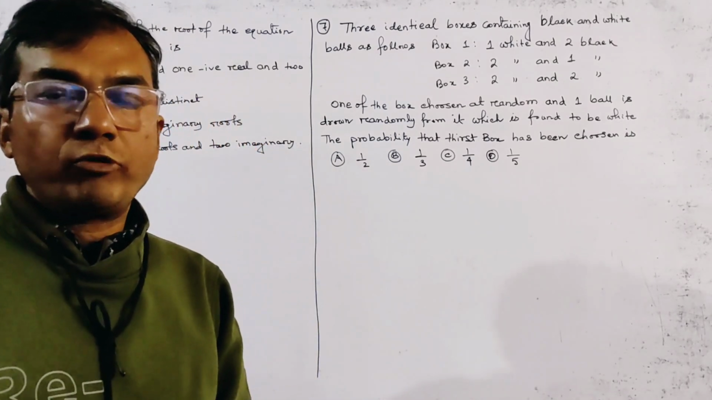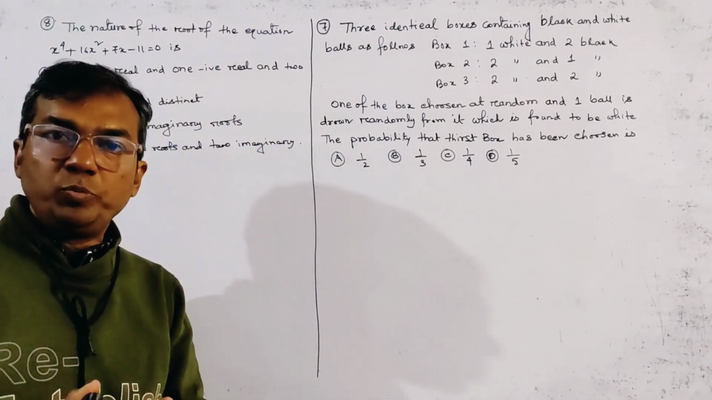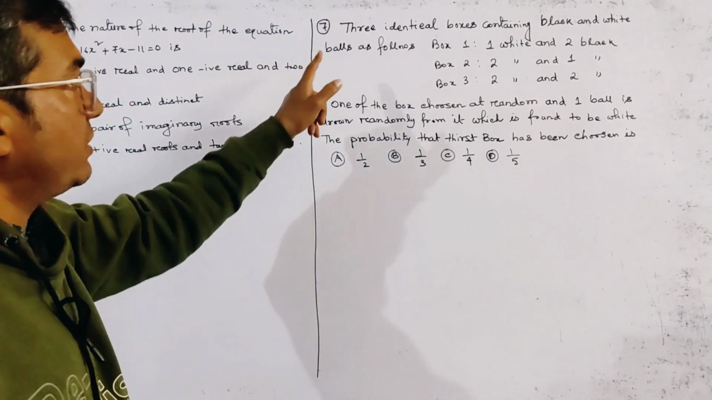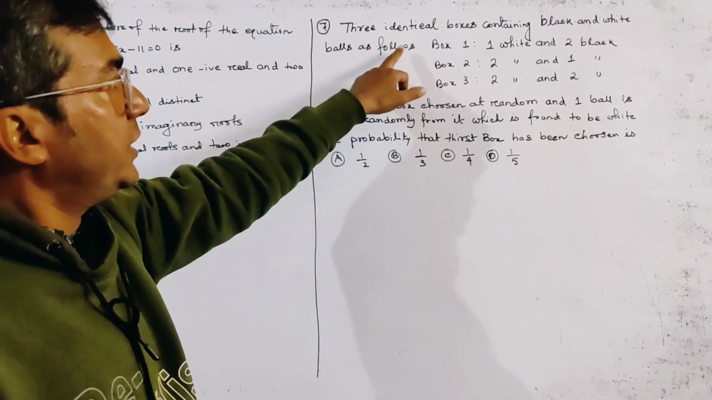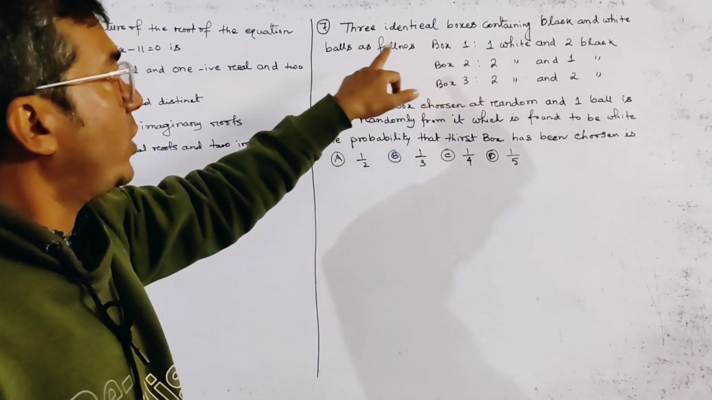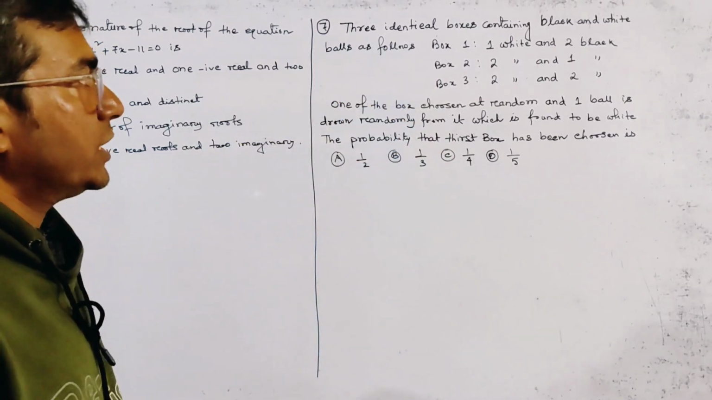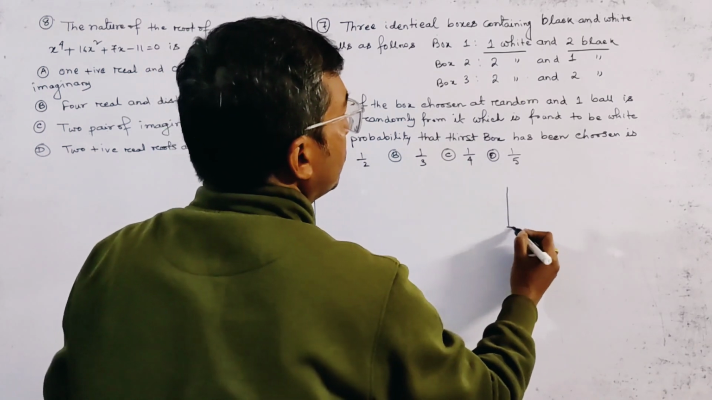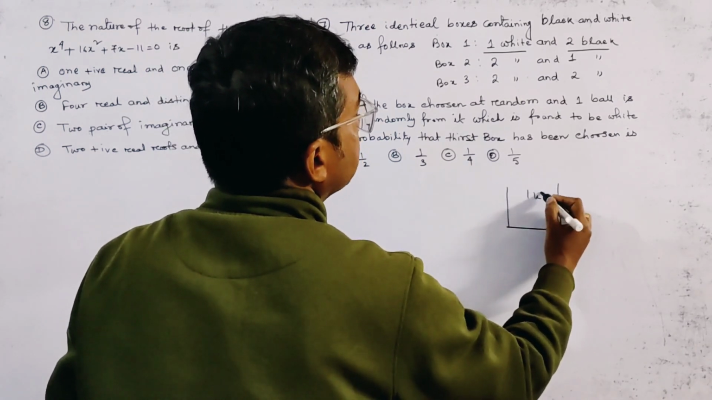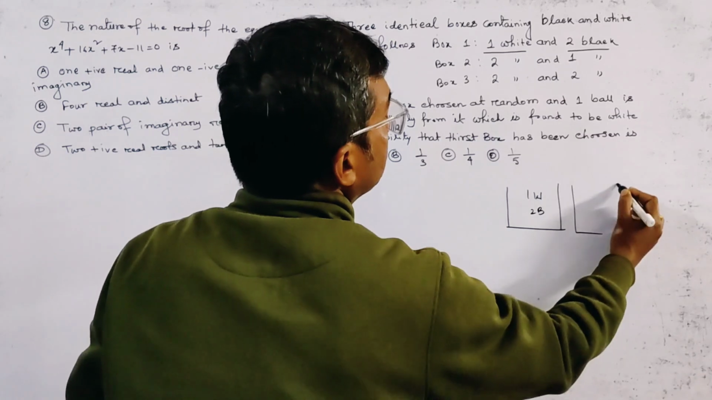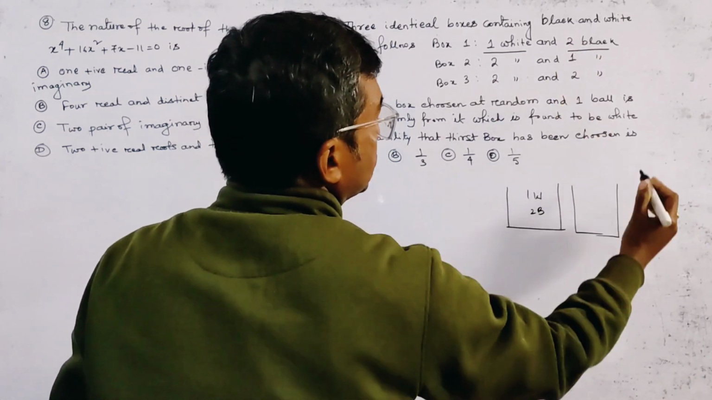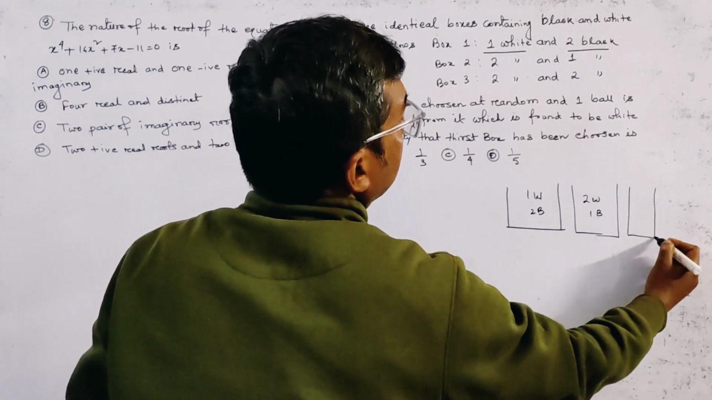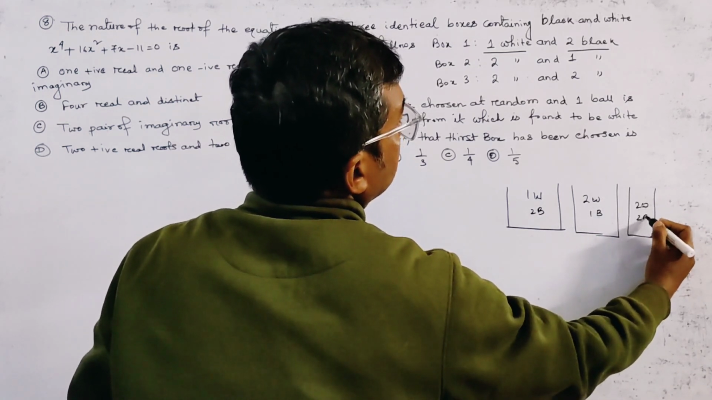MCQ type problem from previous year of WBPSC Assistant Master Recruitment, and the problem number 7 of this series. 3 identical boxes containing black and white balls as follows. Here given that box 1 contains 1 white, 2 black. Here we draw box 1, this is 1 white, 2 black. Box 2 contains 2 white, 1 black, and box 3 contains 2 white, 2 black.